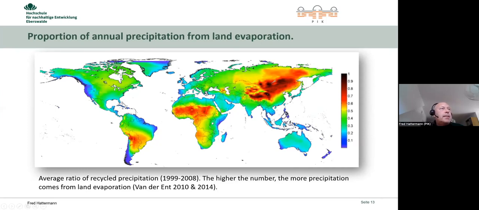scientific results from a colleague where you see how much of the water evaporating from land, or how the share of evaporated land to the precipitation locally. And you see that it is mostly beyond the northern west wind zone, that it mostly happens somewhere in the east, in the far east, and that the share of this recycled water in precipitation is much less in Europe, for example.